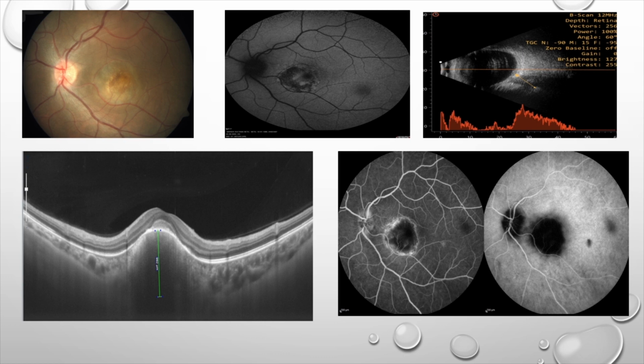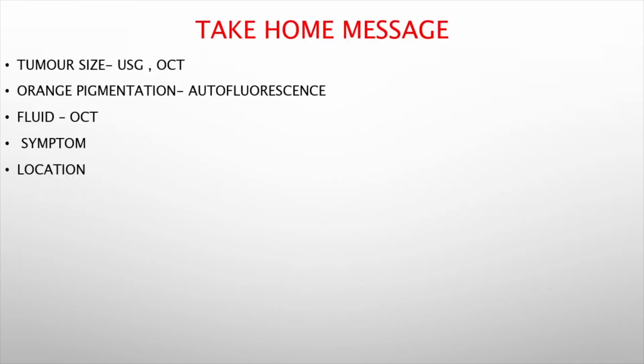Coming to the multimodal imaging of the choroidal nevus. Just in short, a take-home message: how would you assess the tumor size? It can be done using either ultrasonography B scan or OCT. Orange pigmentation detection can be done with the help of an autofluorescence picture, and fluid can be determined by OCT, and the symptoms as well as the location will help you in the diagnosis of the patient.